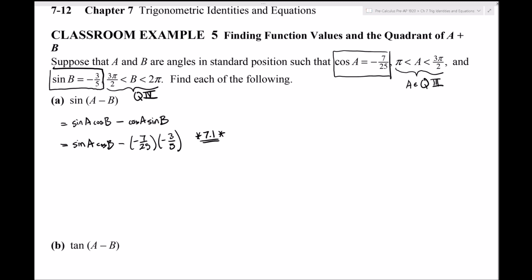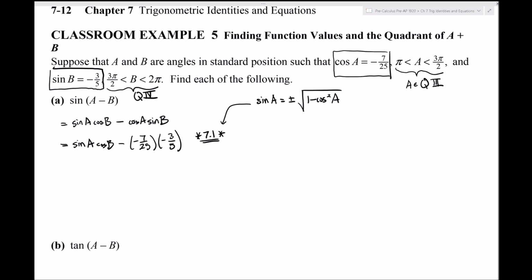So they gave me cosine A. I don't have sine A. And I want to find out what sine A is. You use a Pythagorean identity. So to find sine A, you do sine A is equal to plus or minus the square root of 1 minus cosine squared A. And again, if you don't remember how to get that, go back to 7.1. So there's a video on how to figure that one out. So I'm not going to go over that one slowly, how to figure that out.